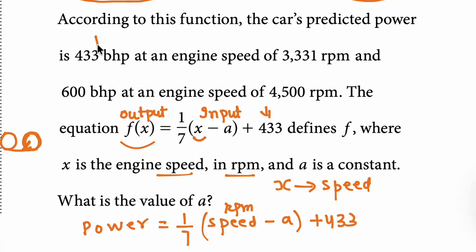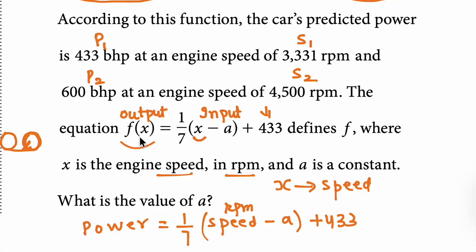According to this function, the car's predicted power is 433 at an engine speed of this. That means when power is this, then speed is this. When the car is at this speed, it is taking the power of 433. That is the first power with the first speed, and 600 is the second power with an engine speed of 4500 RPM. So two data points are given to us.